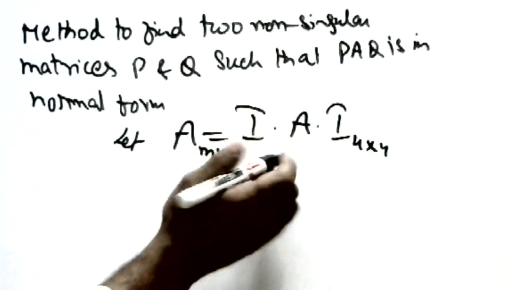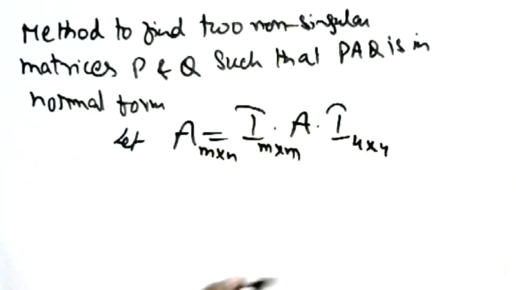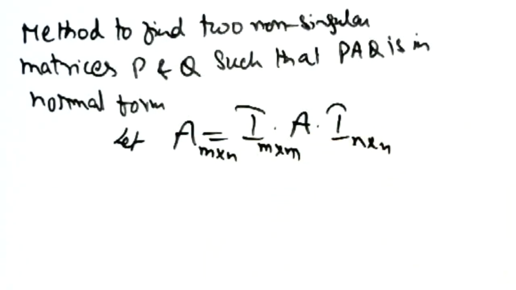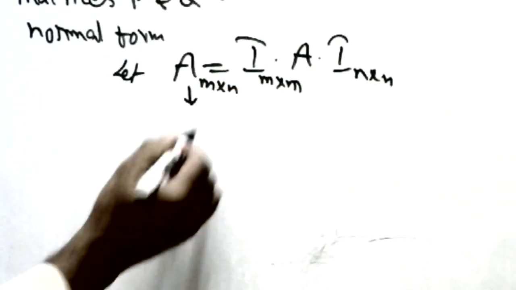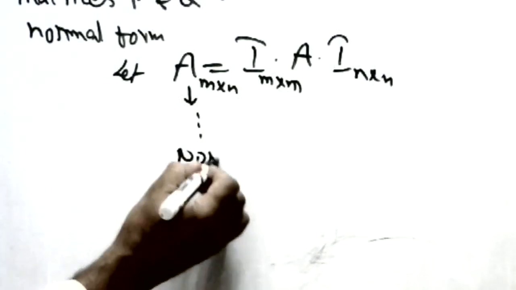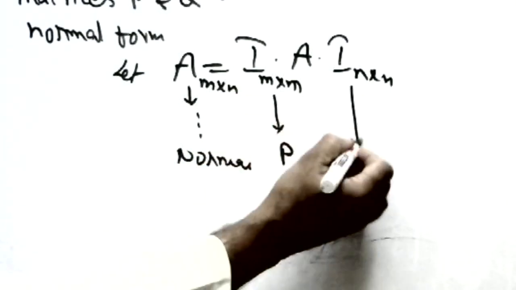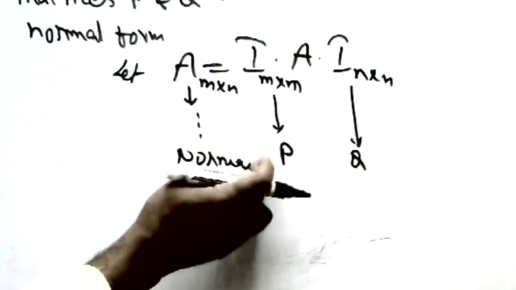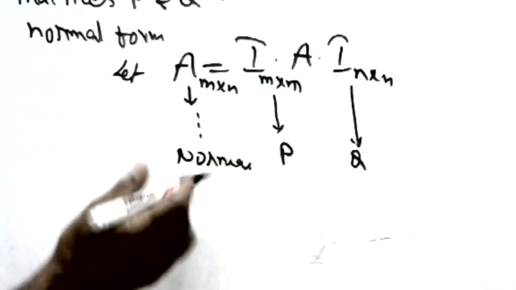Suppose for example this is m by n. Okay, so we take this matrix m by n, m by m, and this identity n by n. Now see here, we have to transform this A into normal form. When we get this into the normal form, this matrix changes into P, and this matrix changes into Q, so that is PAQ equals the normal form.